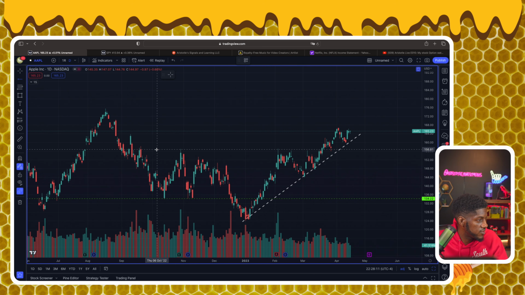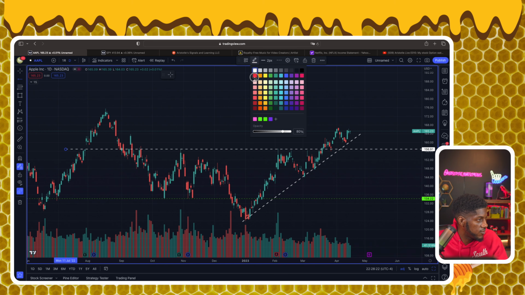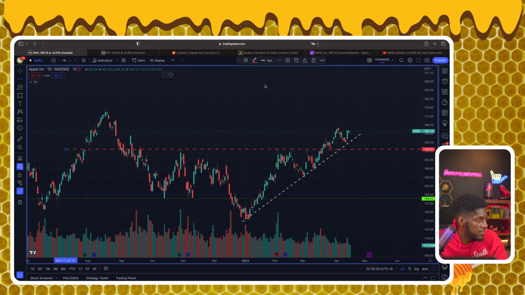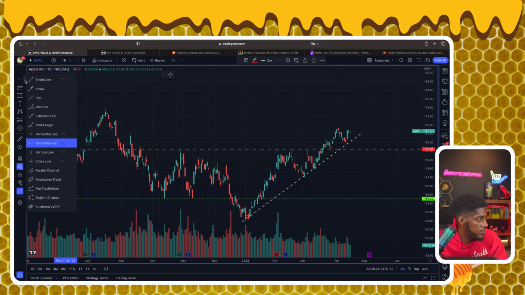So let's just say I see a resistance point right here and I want to start it right here. Let's just say right here, right? Boom. My horizontal ray line. I can make it white. I can do whatever I want with this, make it thicker or whatnot. Just types of things you can do with TradingView.